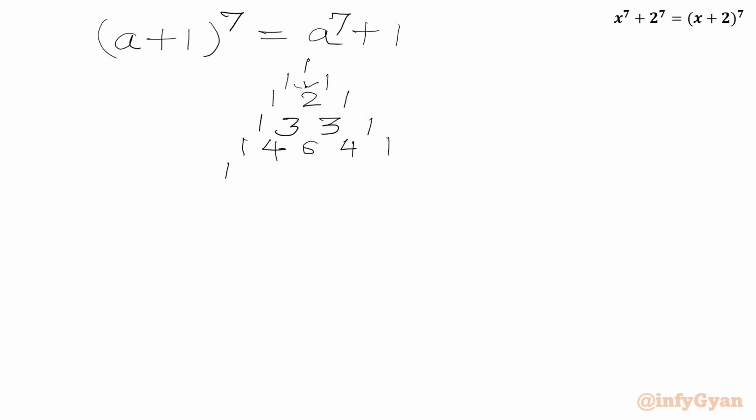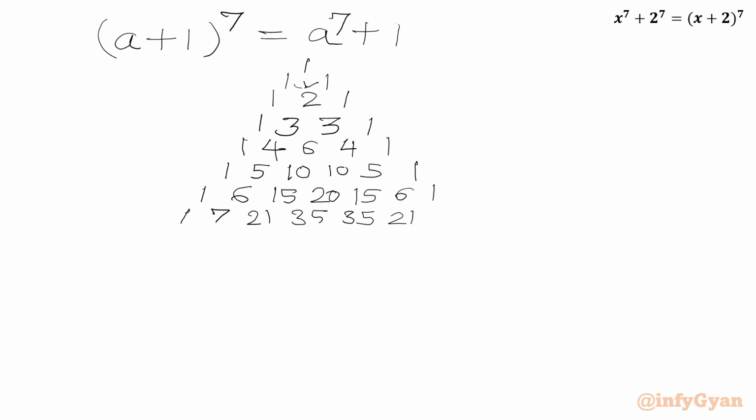For power 5, 1 plus 4 is 5, 4 plus 6 is 10, 6 plus 4 is 10, 4 plus 1 is 5, 1 as it is. For power 6, we will write 1, 6, 15, 20, 15, 6, 1. And for required power 7, we'll write 1, 7, 21, 35, 35, 21, 7, 1. So here we have all the expansion coefficients for our LHS.